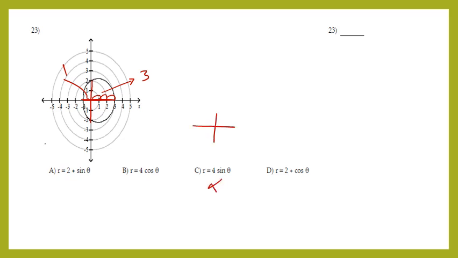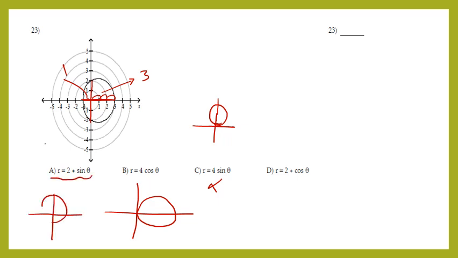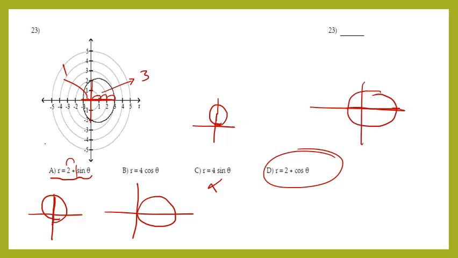Because for sine, by the way, it's a circle whose diameter is on the y-axis. For cosine, it's a circle whose diameter is on the x-axis. And this distance is equal to what? Equal to 3. 1 is the coefficient of cosine, plus 2. So the right answer is D. Again, why? Because the whole circle, its diameter is here. This number is 2, and this coefficient is 1, 2 plus 1 is 3. So it's 1, 2, 3. So the right answer is D, 2 plus cosine theta.